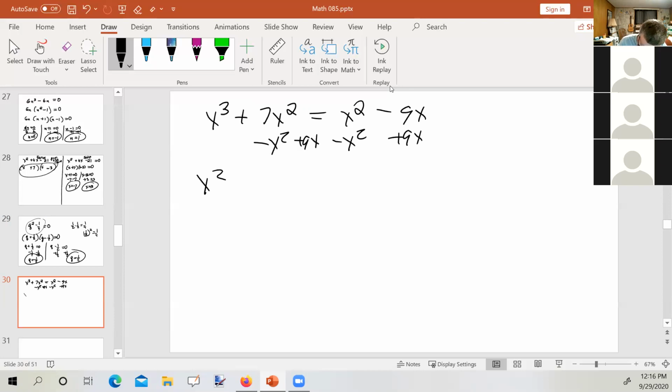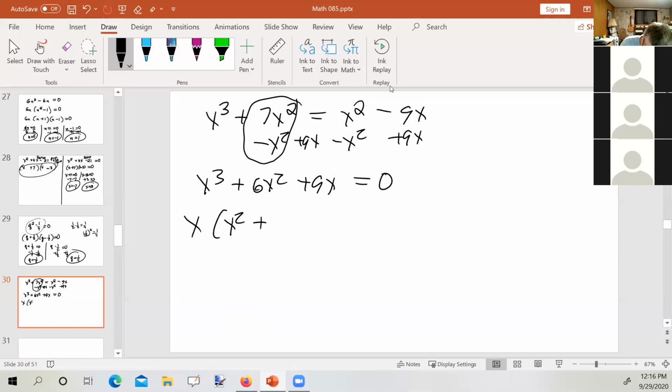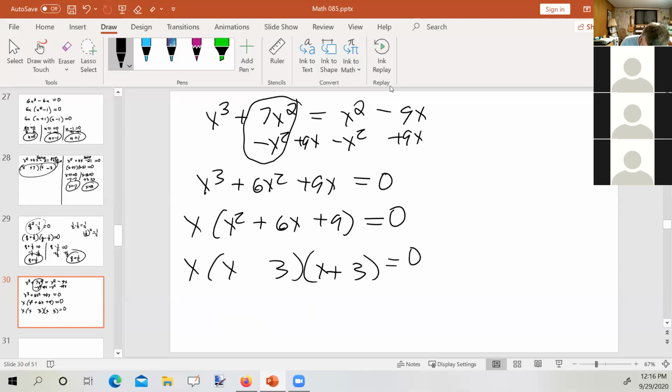So on the left side, I get x cubed plus 6x squared, because combining those like terms, plus 9x equals 0. Okay, so now it's set equal to 0. It's in standard form. There's a greatest common factor of an x, so I'll take that out. And then the trinomial, it looks to me like it's a perfect square. And I think it is. Yes, it is. So I've got 3 factors.